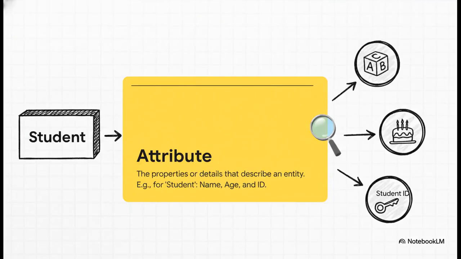So once you have your entity, you need to describe it, right? And that's where attributes come in. They're just the properties or characteristics you want to store. So for our student entity, the attributes would be things like their name, their age, and their unique student ID.